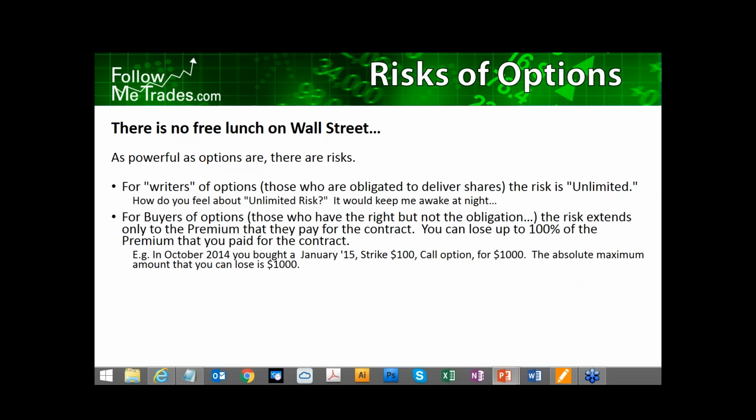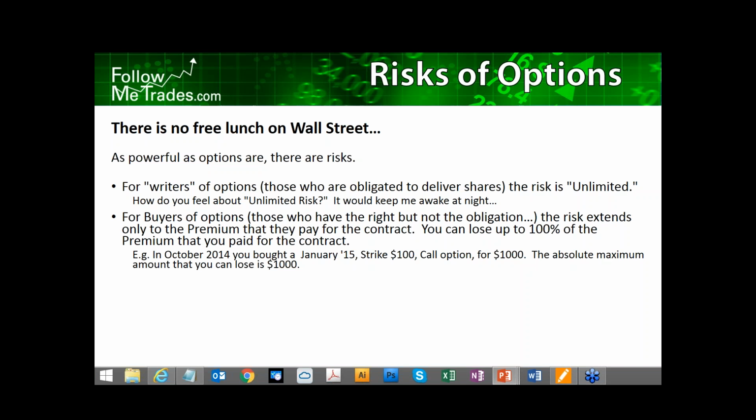Okay. So what's the risk to a buyer if you were to buy option contracts? People who have the right but not the obligation to buy or sell the shares. The risk only extends to the premium that we pay for the contract. We can lose up to 100% of the premium that we paid. So in our example for Apple, in October we bought a January 15 strike 100 call option for $1,000. The absolute maximum amount of money we can lose is $1,000. And again, we have the right, not the obligation, to act on that contract. So we don't have to do anything.